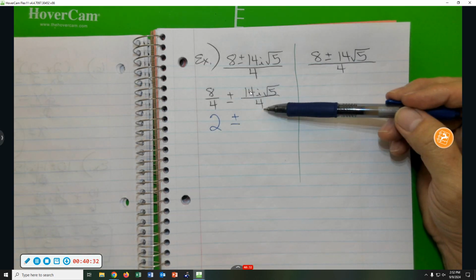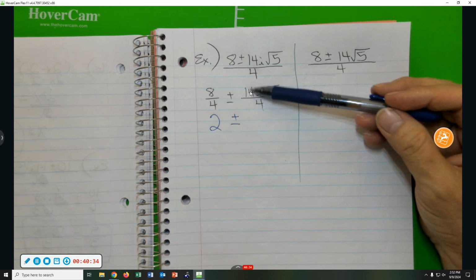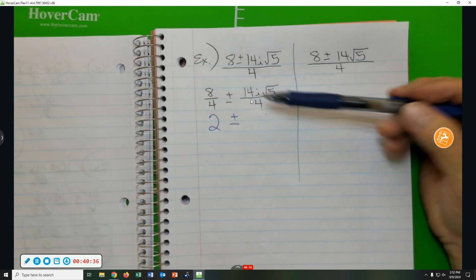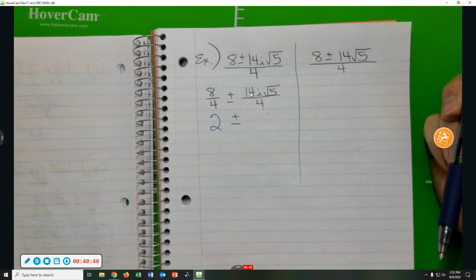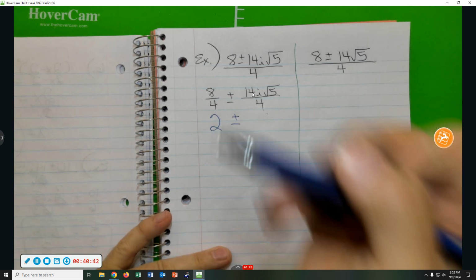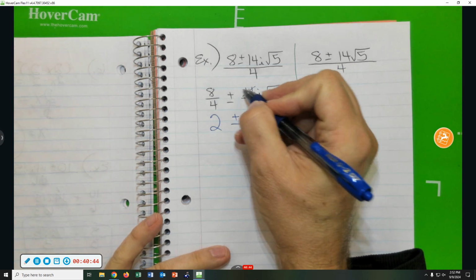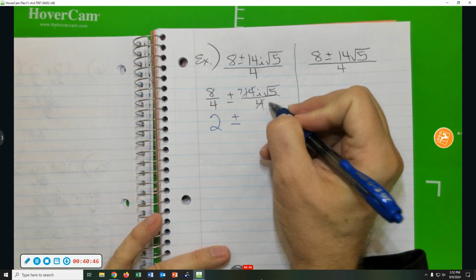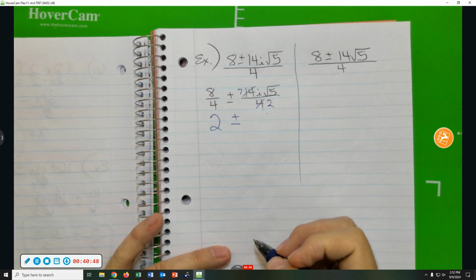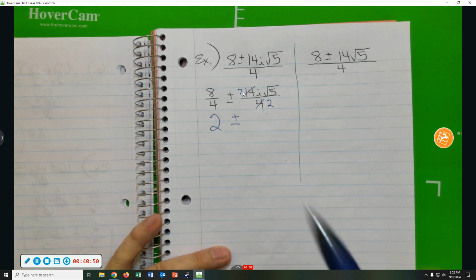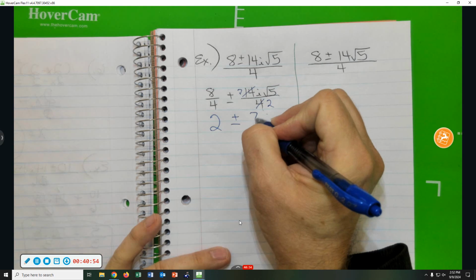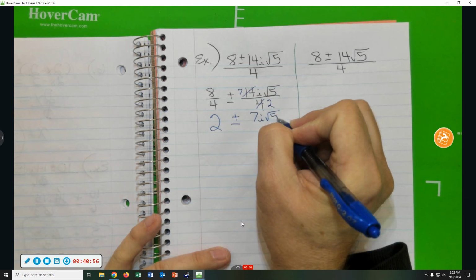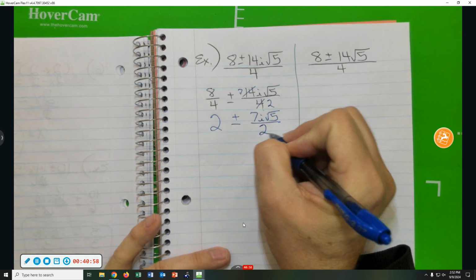You look at 14 and 4. Well, they're not going to cancel out completely because 4 doesn't divide evenly into 14. But I think there's a 2 that's common. 14 divided by 2 is 7. 4 divided by 2 is 2. So the imaginary term is 7i square roots of 5 all over 2.